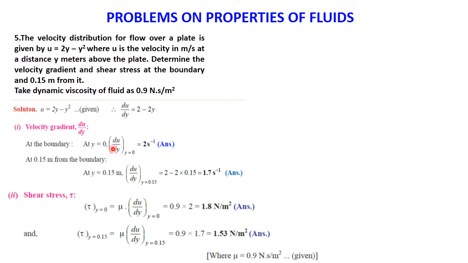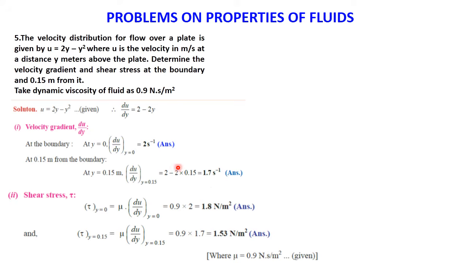This y will be 0, so 2 into 0 will be eliminated, and only du by dy we will get here as 2. So at y equal to 0, that is at the boundary, we get the velocity gradient as 2. Then at 0.15 meter from the boundary, y is equal to 0.15, du by dy will be 2 minus 2 into 0.15. So we get 2 minus 0.3, which is 1.7 second raised to minus 1. So at 0.15 meters from the boundary we get the value of velocity gradient as 1.7.